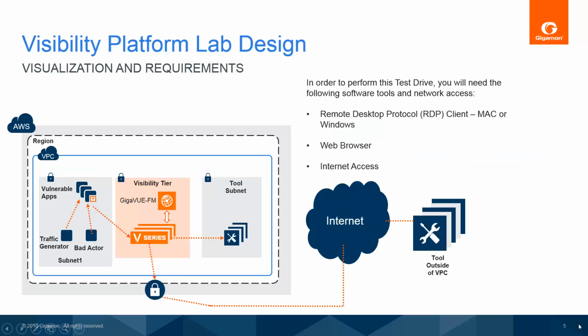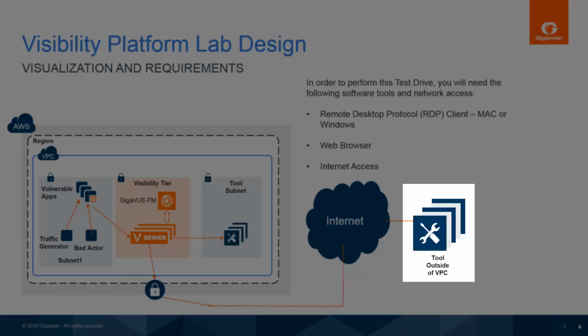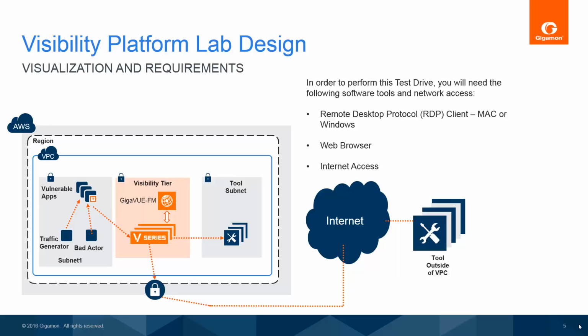This is an example of the test drive environment you'll be working in. This simulates having tools that exist inside of a VPC as well as tools that exist outside of the VPC. Inside the VPC, you'll have vulnerable applications that will be running the agent. In addition to that, you'll have some traffic generators. One, a good traffic generator. Another one will be a bad traffic generator so that we can have security tools determine good traffic from bad traffic.